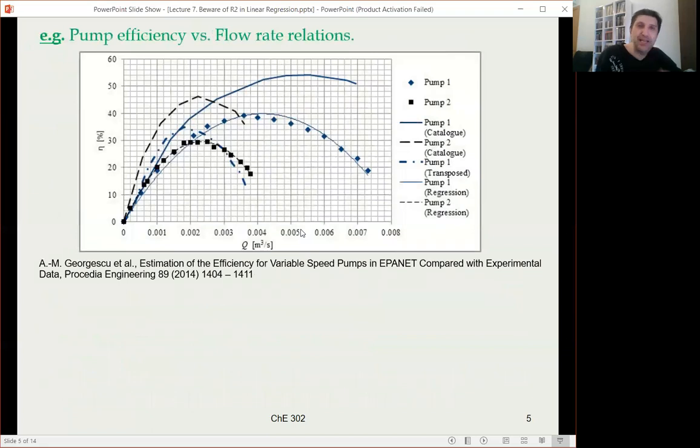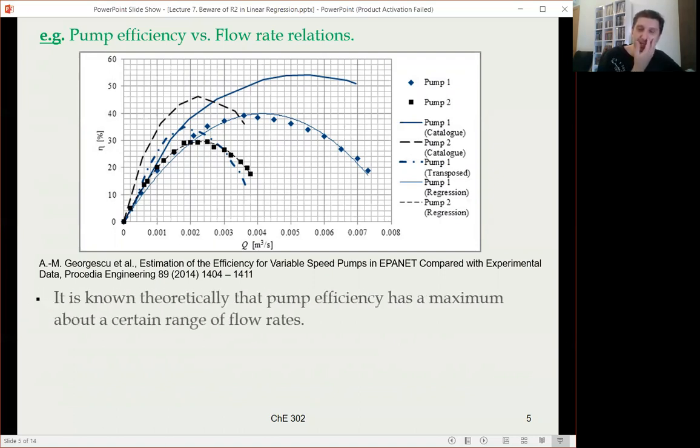A very typical example may be the pump efficiency versus flow rate relation. Maybe you have seen it in your fluid mechanics course, but you are going to be pretty much interested in this relation in your design course in the 4th year. Anyway, the theoretical expectation is that the pump efficiency usually has a maximum around a certain range of flow rates. This is our theoretical expectation from fluid mechanics.